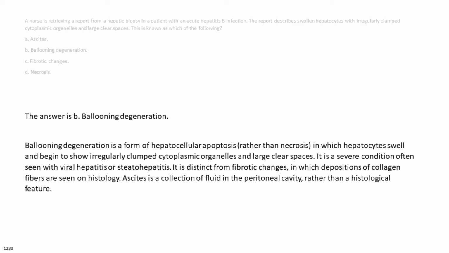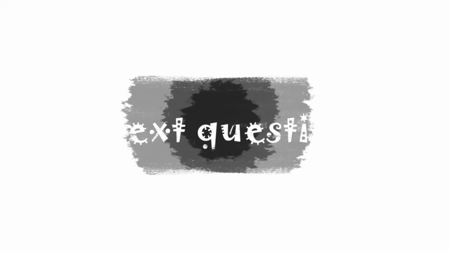The answer is B. Ballooning degeneration. Ballooning degeneration is a form of hepatocellular apoptosis, rather than necrosis, in which hepatocytes swell and begin to show irregularly clumped cytoplasmic organelles and large clear spaces. It is a severe condition often seen with viral hepatitis or steatohepatitis. It is distinct from fibrotic changes, in which depositions of collagen fibers are seen on histology. Ascites is a collection of fluid in the peritoneal cavity, rather than a histological feature.